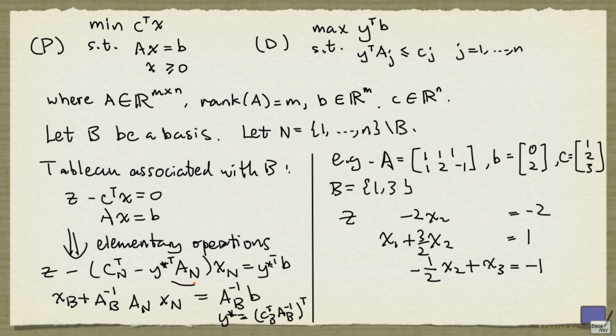Remember that A_N is a submatrix of A formed by the columns of A indexed by the elements in N. And c_N is simply the tuple obtained from c by taking only the entries indexed by N.